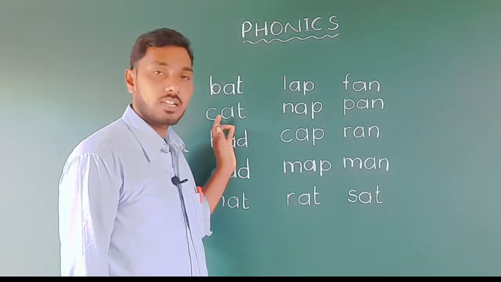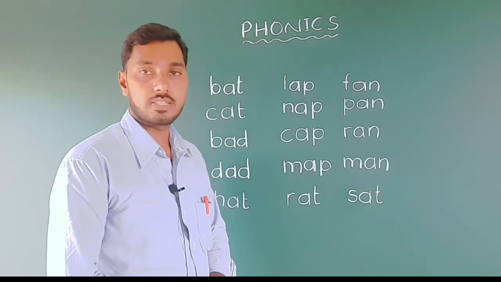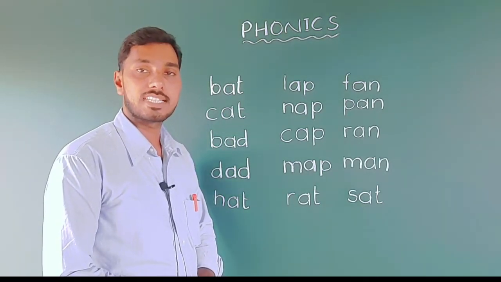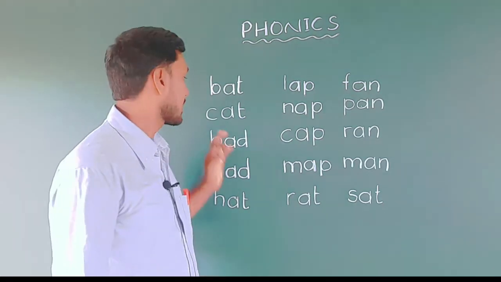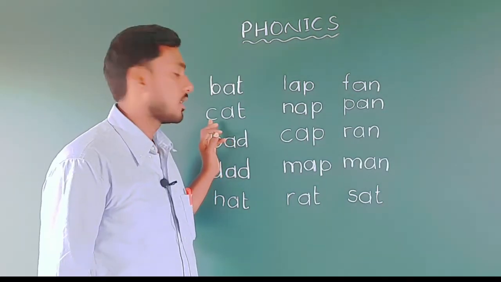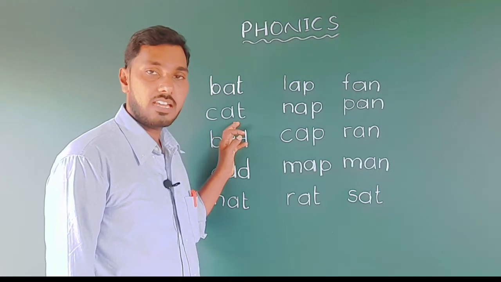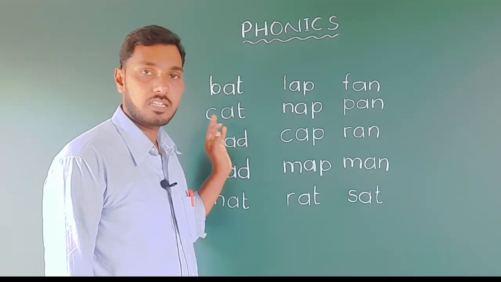Next one, C. Here C also has two sounds. One is k, one is s. In this, we are discussing only one sound, that is k. K, a, ka, t, cat.